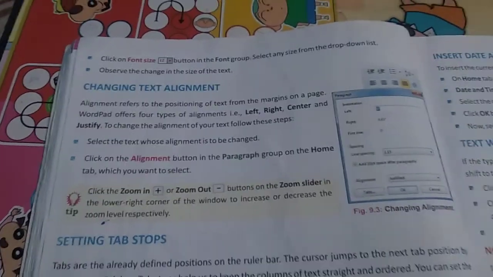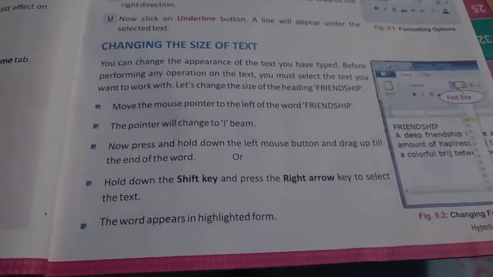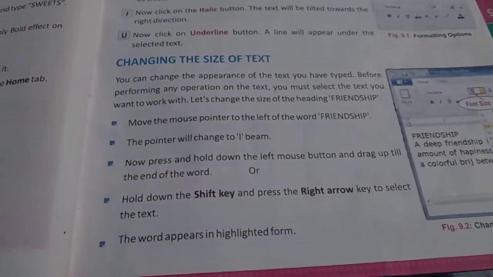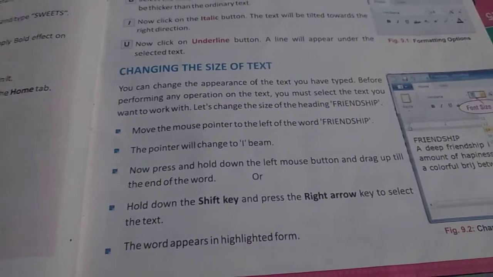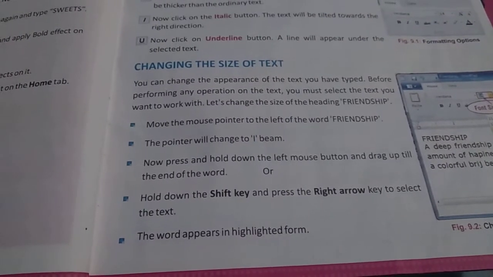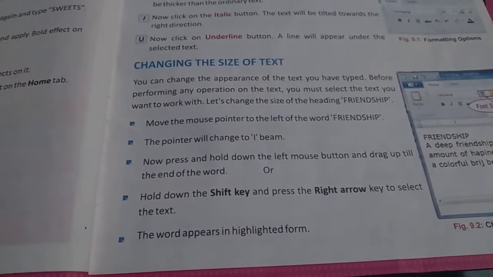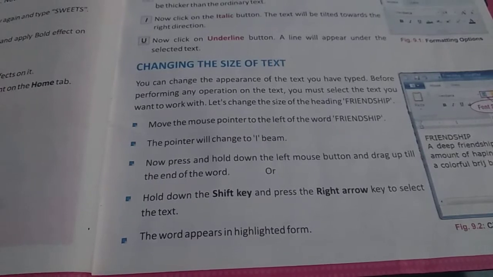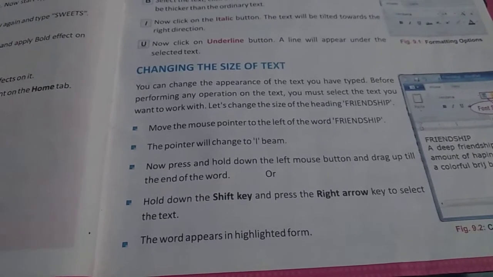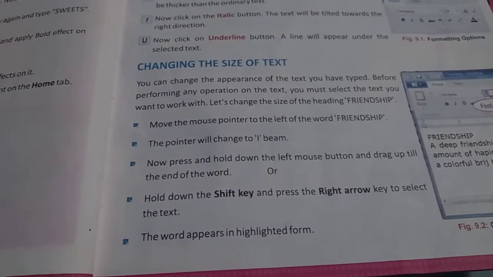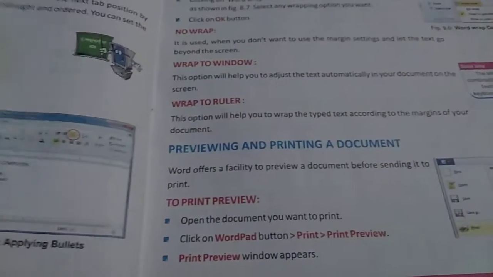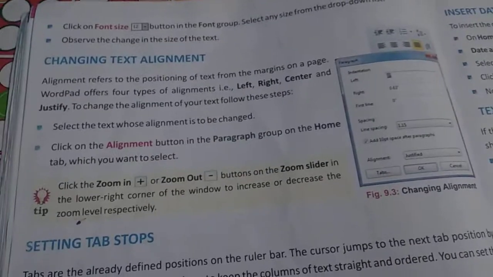Okay, so I have already told you how to change the size of the text. What you have to do is first select the text which you want to change, and then under the home tab in the font group you can see there is a font size box from where you can increase or decrease the font size. Okay, so moving to the next topic, that is changing text alignment.